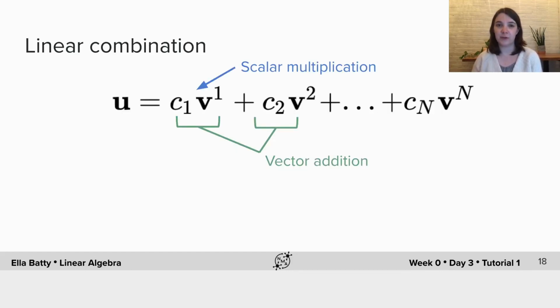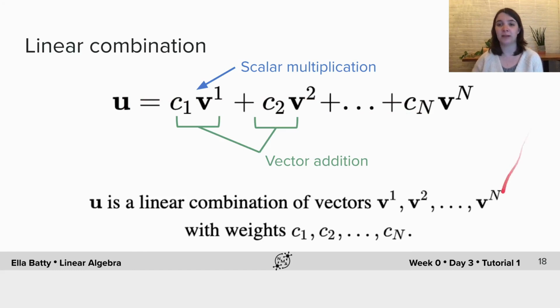So this brings us to a very important concept in linear algebra, which is that of linear combination. All that means is that if we have several vectors, let's say v1, v2 through vn, we can multiply each by some scalar, c1, c2 through cn, and then add all of that together to create a new vector. This new vector u, we can call a linear combination of the vectors v1 through vn with weights c1 through cn, and those are the scalars being multiplied.